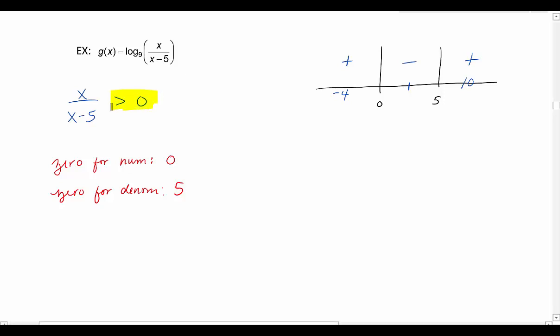Since our argument has to be greater than 0, that means that we're looking for the positive intervals. Our domain in interval notation is negative infinity to 0, union 5 to infinity.